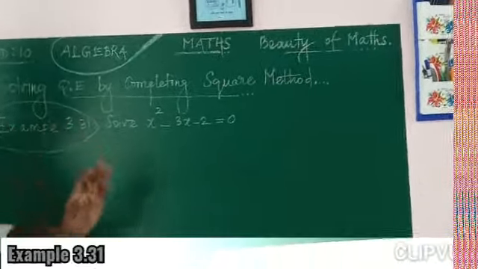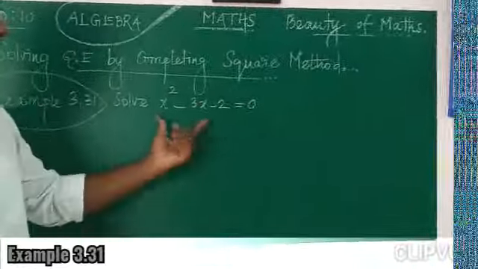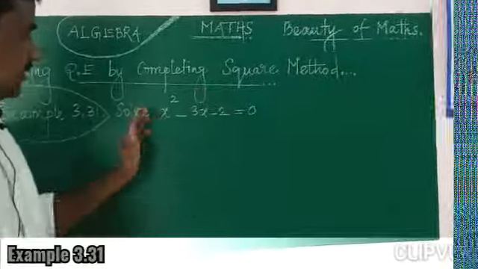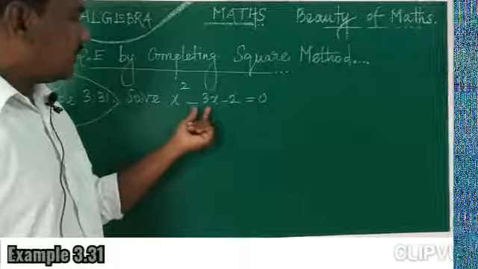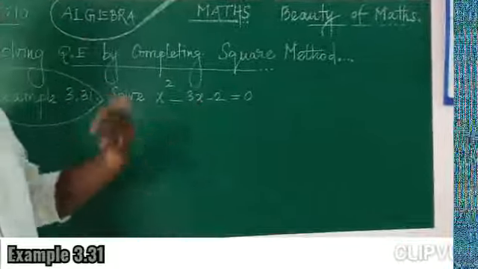Example number 3.31. Question is x square minus 3x minus 2 is equal to 0. This is the given question. Actually, it is in the standard form of quadratic equation, that is ax square plus bx plus c is equal to 0. So now we are going to follow some steps here.